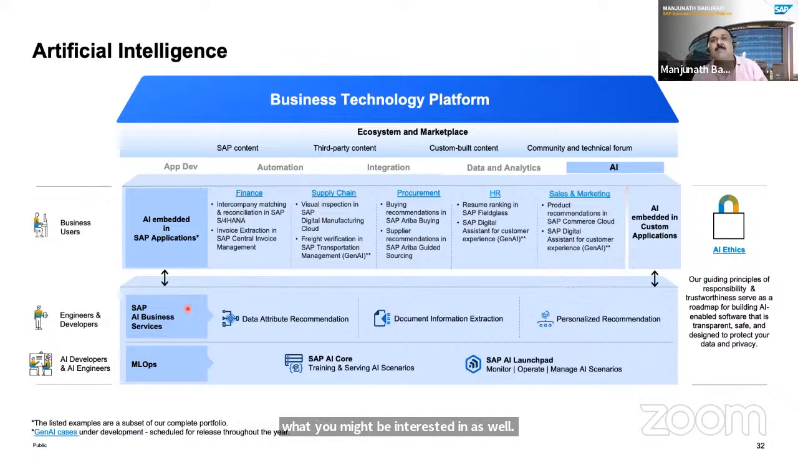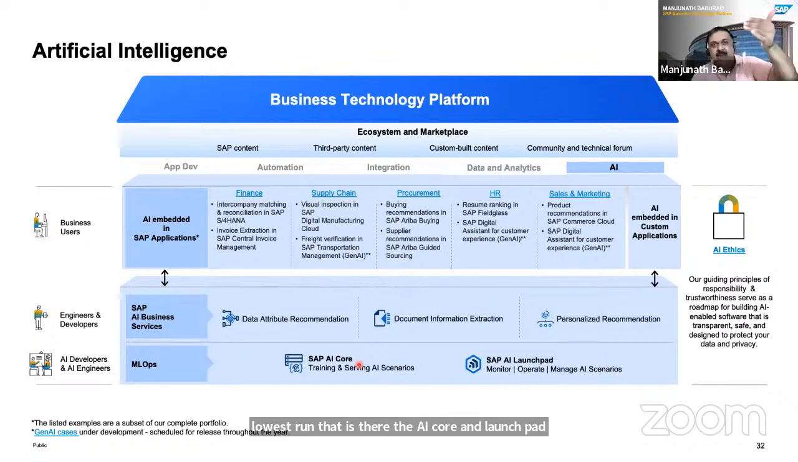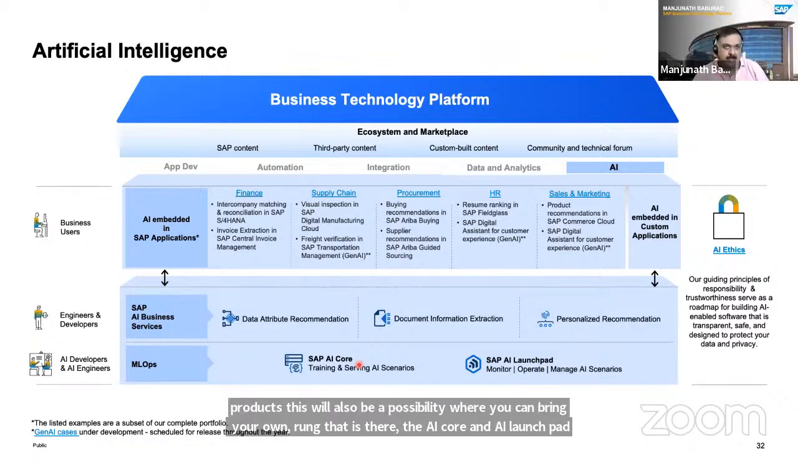Of course, for the people who say, no, I have an AI model that I have built on my own, or I have GPT with OpenAI that is available, can I bring that into business technology platform and then build something on the GPT-4 AI algorithm? Of course, that is possible with the lowest rung that is there, the AI Core and AI Launchpad products. This will also be a possibility where you can bring your own ML or AI models, deploy it, or connect it via the AI Core, expose the AI APIs, and build an application on top, right?